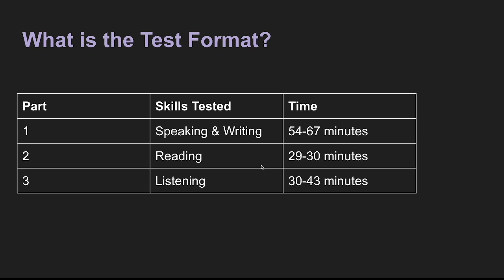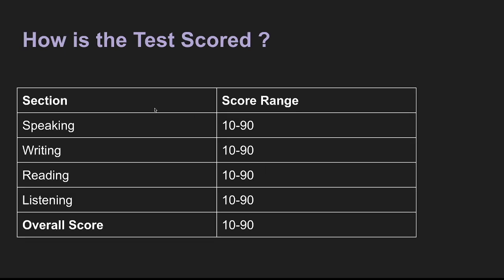Hopefully that clears up the test format, and now we can discuss how the test is scored. So, the PTE Academic test is scored using AI. Again, there's no human examiner involved in grading the test at all, and as a result, the score is expected to be fast, fair, and consistent. Now, each section is scored between 10 to 90 points. Remember, 10 to 90 points and not bands, okay?